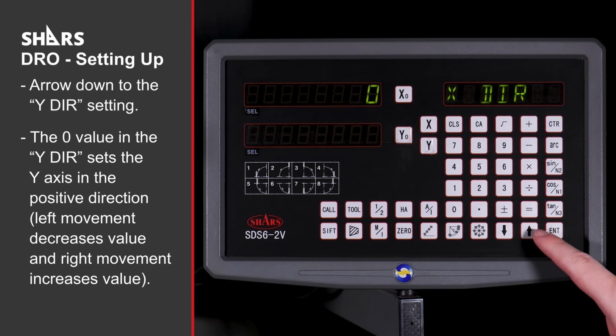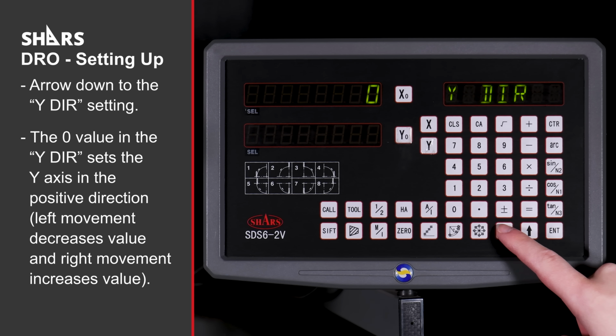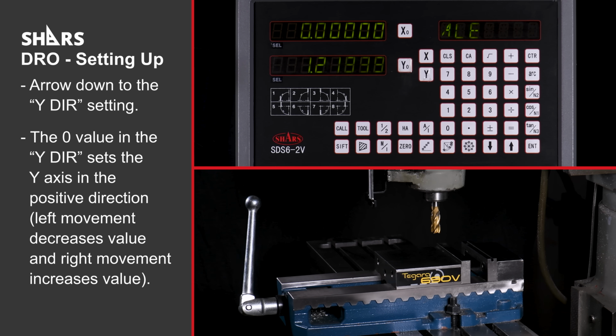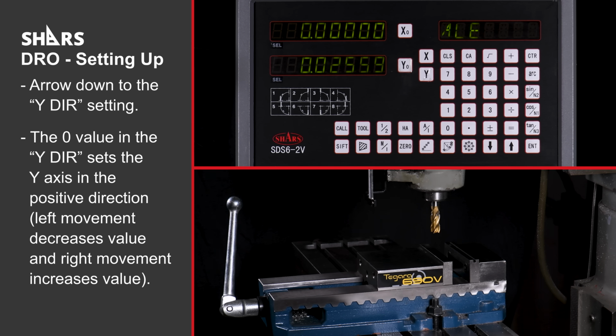Press the down arrow to the Y direction setting. Like the X direction, the 0 value in the Y direction sets the Y-axis in the positive direction, and a 1 value will set it to the reverse direction.